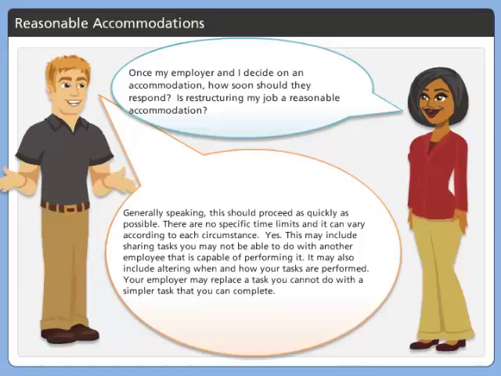Is restructuring my job a reasonable accommodation? Yes, this may include sharing tasks you may not be able to do with another employee that is capable of performing it. It may also include altering when and how your tasks are performed. Your employer may replace a task you cannot do with a simpler task that you can complete.